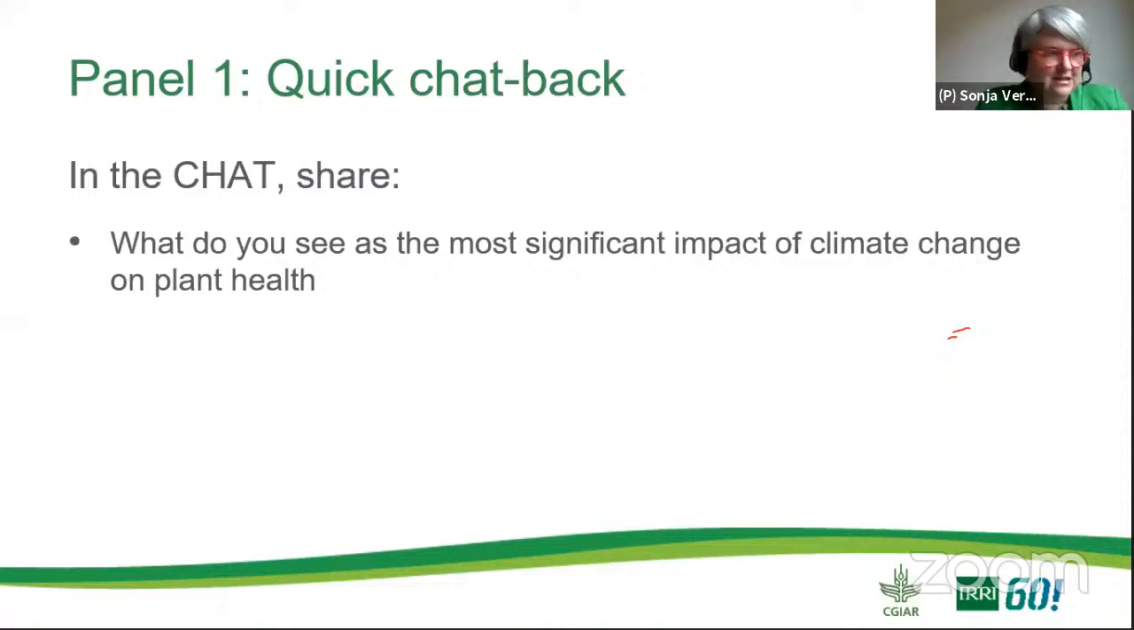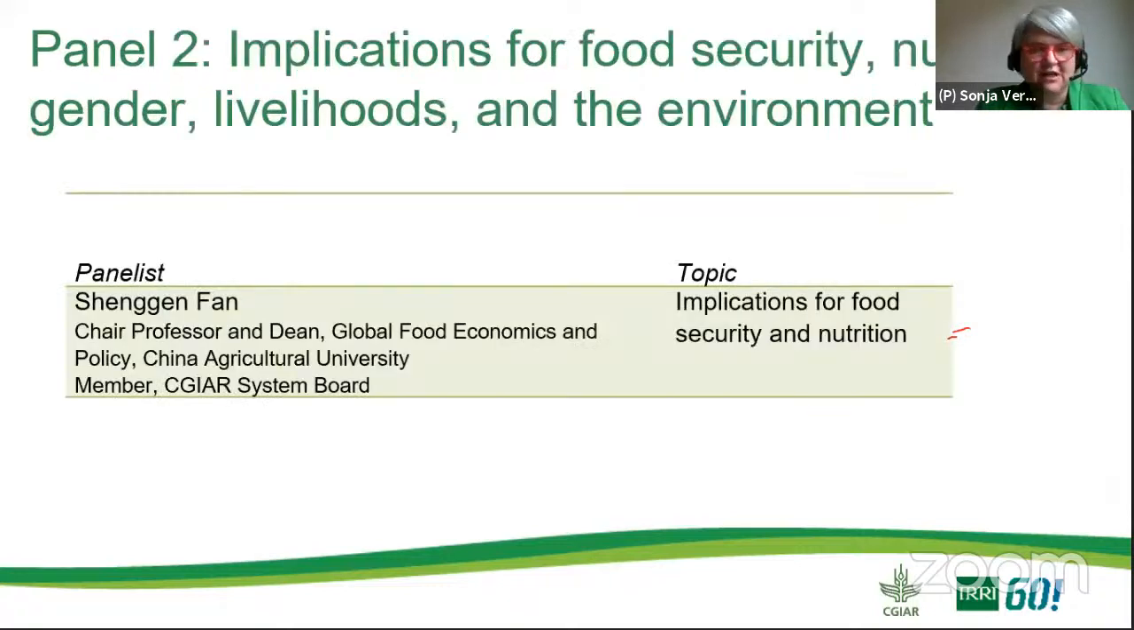We'll move now to the next panel, which is on implications for food security and nutrition, for gender and livelihoods, and for the environment. And with this, I welcome our first speaker, Shengen Fan, who is a professor and dean on global food economics and policy at China Agricultural University, and is also a member of the CGIAR system board and has been at a board meeting today. Over to you, Shengen, please.